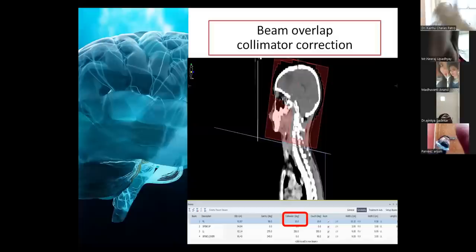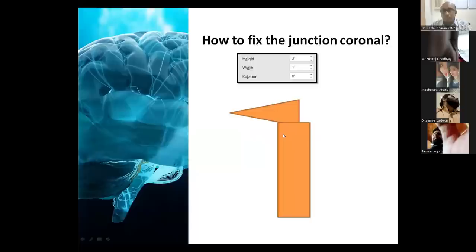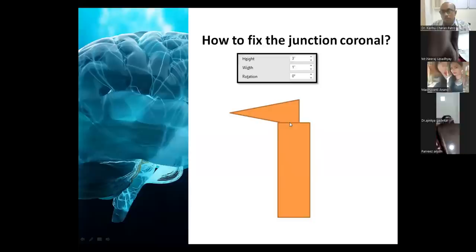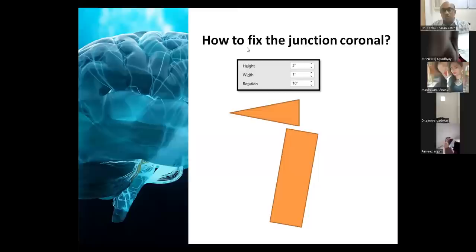But you have to see the coronal section. In the coronal section, again, it is an overlap. If the coronal section shows overlap, then you have to go for the couch rotation. For couch rotation, you give 10 degree and give some gap. So you have to do collimator rotation and couch rotation. When it is 0 degree there is overlap. When you give 10 degree and some gap, there is matching. So you have to see the matching in the sagittal section as well as the coronal section.